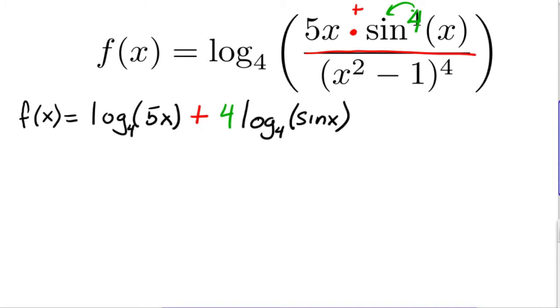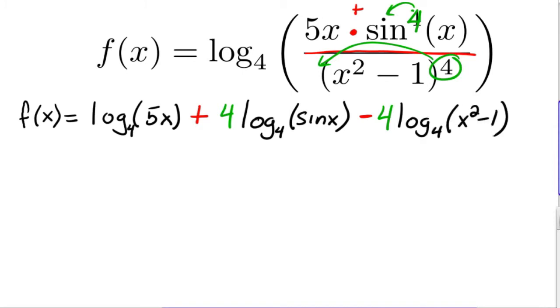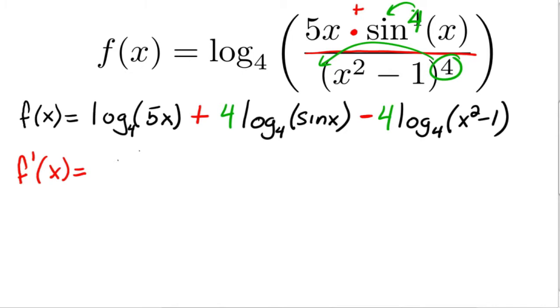Okay, so since we're dividing, we're going to subtract this one, and then again, this 4, we're going to bring it over. So 4 log base 4 of x squared minus 1. Okay, so then we can simply get the derivative of it. So again, it's important to realize we're not using logarithmic differentiation, which is where you get the log of both sides, then get the derivative of both sides. Here, we're just getting the derivative, and that's it.